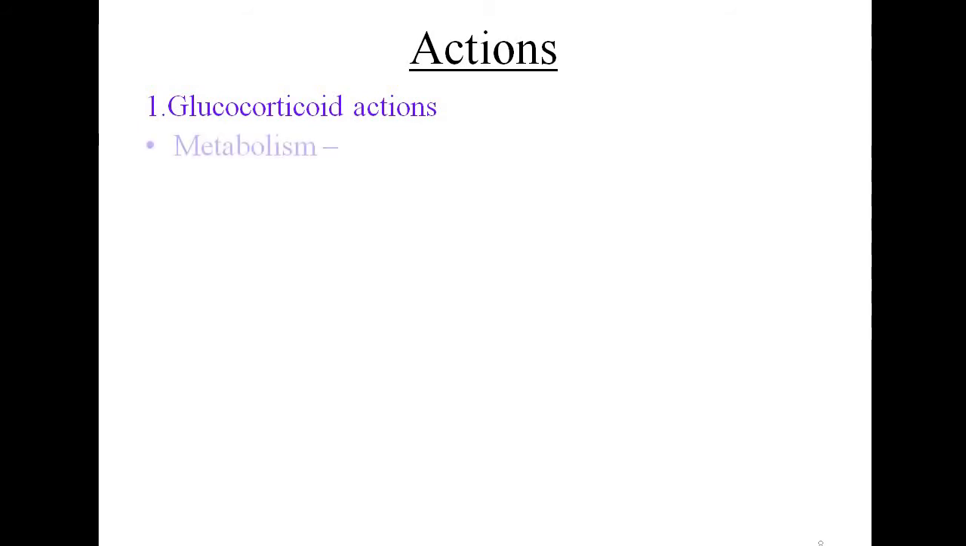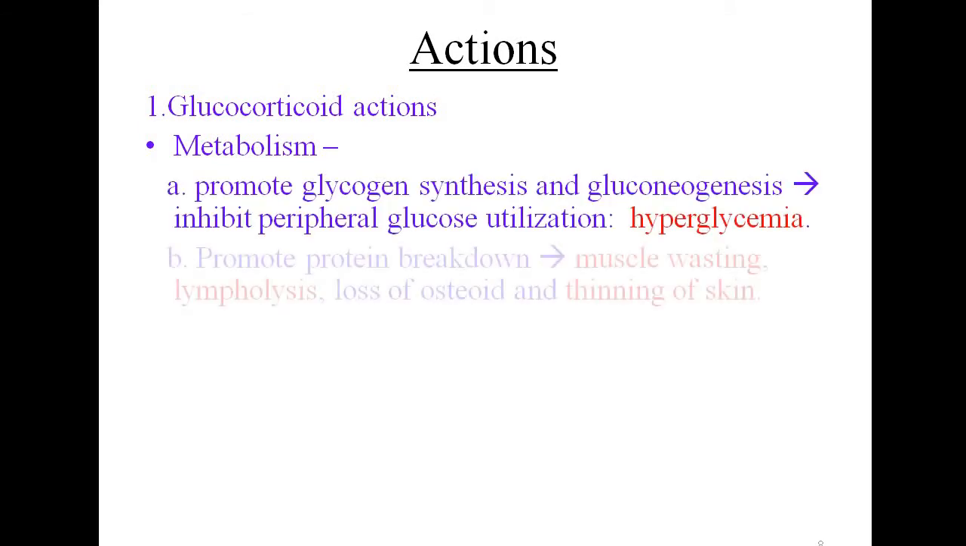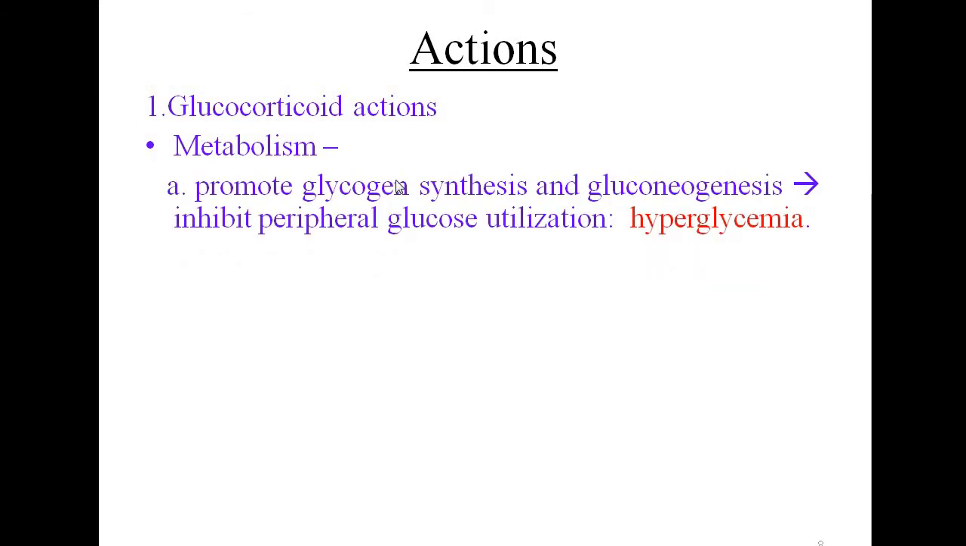Coming to the glucocorticoid actions on glucose metabolism. Corticosteroids promote glycogen synthesis and gluconeogenesis, and they inhibit the peripheral utilization of glucose. So the net effect is hyperglycemia. Therefore, corticosteroids are relatively contraindicated in diabetes mellitus.